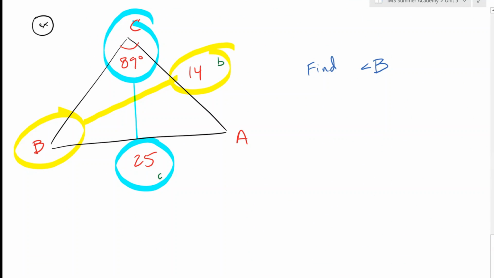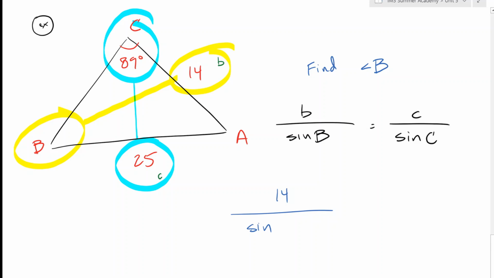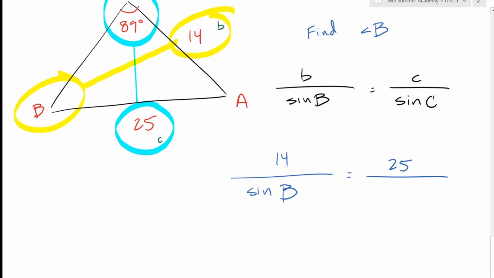So let's go ahead and put little b over sine big B equals little c over sine big C, and plug in everything that we have. We should have 3 of the 4 things. So little b is 14. Sine big B, I don't know, so I'm going to leave it as big B, equals little c, 25, over sine of big C, 89 degrees.